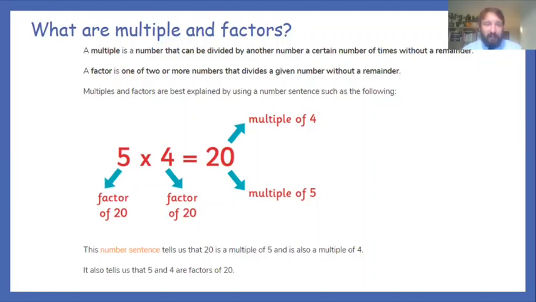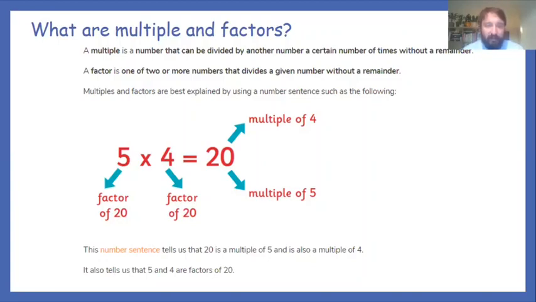Let's just have a look at this number sentence here. Okay, we have 5 times 4 equals 20. Now we know 20 is a multiple of 4, and we know 20 is also a multiple of 5. Here you can see that 5 and 4 therefore are factors of 20.